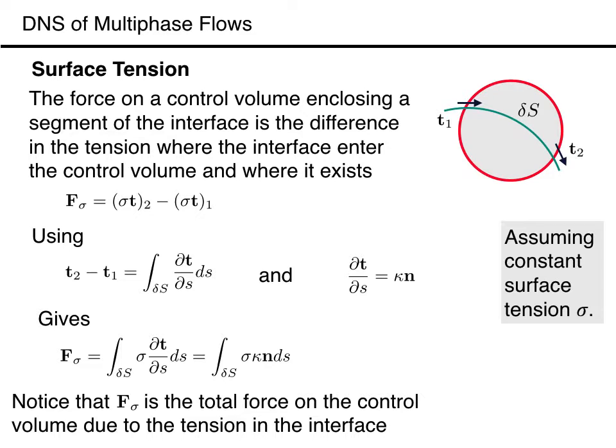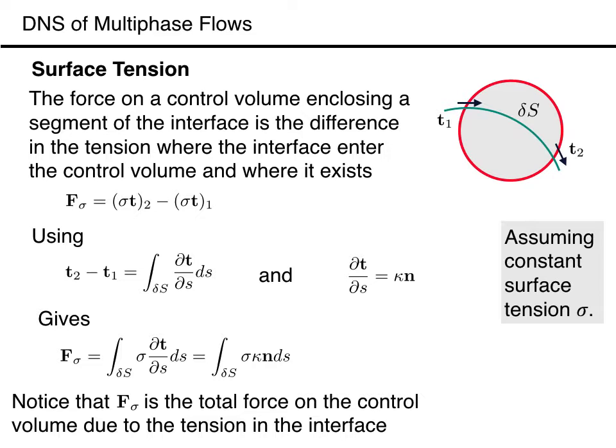The force on a control volume enclosing a segment of the interface is the difference in the tension where the interface enters the control volume and where it exits, sigma t at 2 minus sigma t at 1. We can represent the total force on the control volume in several ways. We will in particular use that the difference in sigma t at the endpoints can be written as an integral over the part of the interface that is inside the control volume, which we denote by delta s.